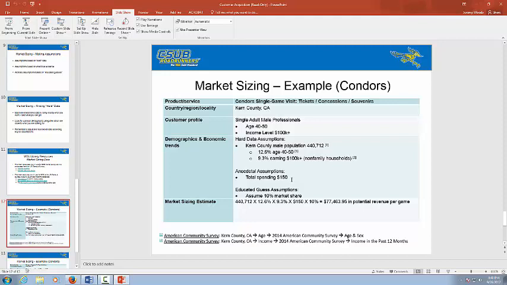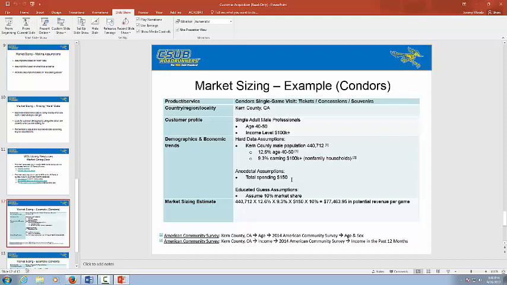440,000 times 12.6% times 9.3% times $150 times 10% market share. In the case of this Condors example, it's $77,000 and change in potential revenues for each Condors game from people like me. And that's what I want your market sizing document to look like when you're done.